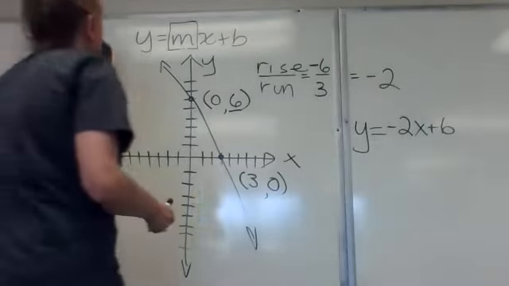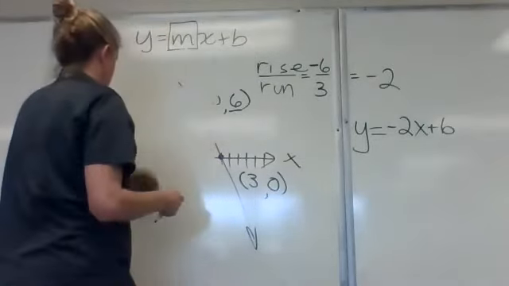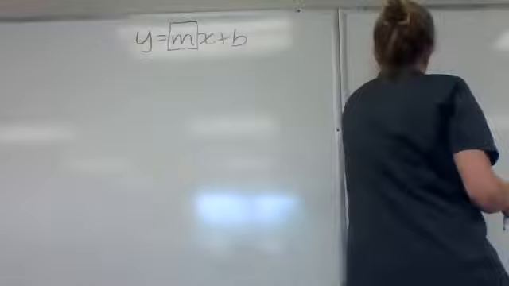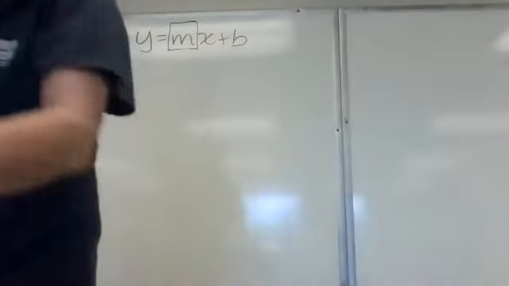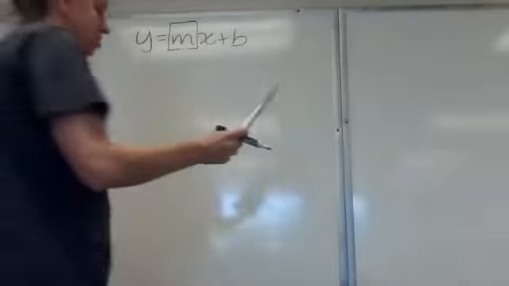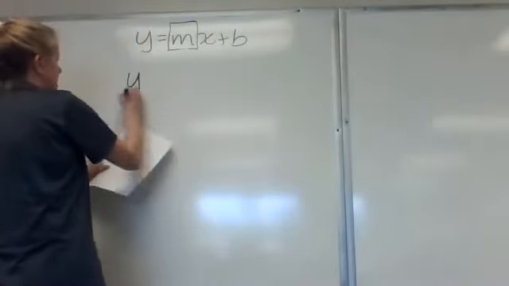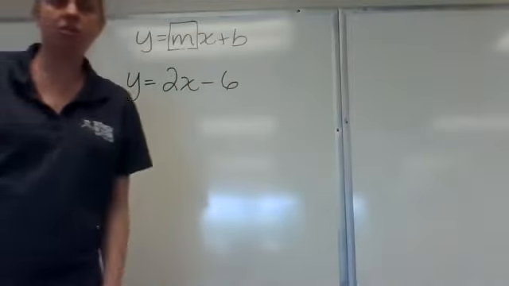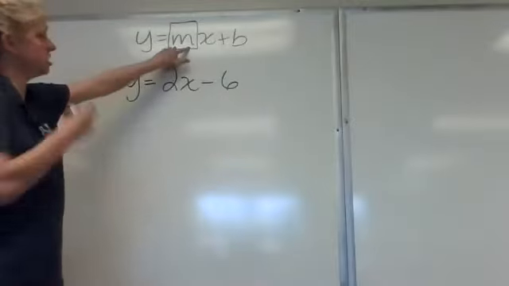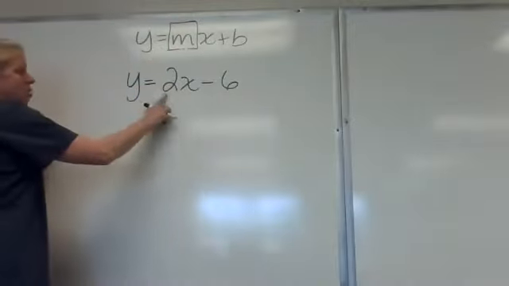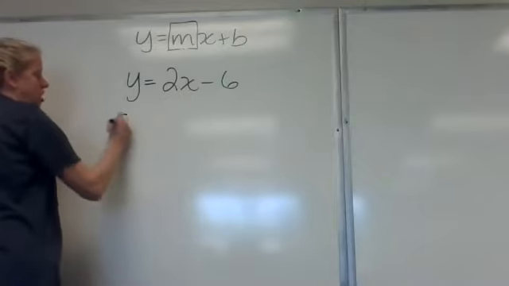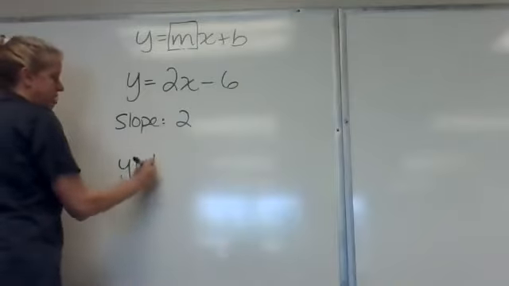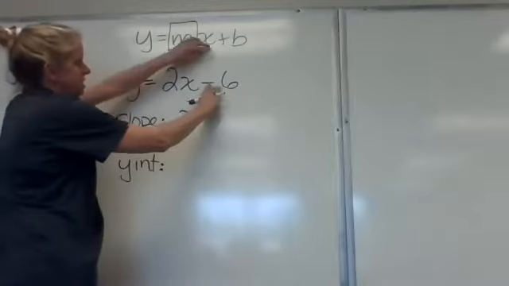Okay, number 15. Graph by using the slope and y-intercept. And it's y equals 2x minus 6. It's in the form that we want it to be, right? It's in this slope-intercept form, which means I know what the slope and the y-intercept are. The slope is 2. The y-intercept, what's in the b spot? What's in this last spot?